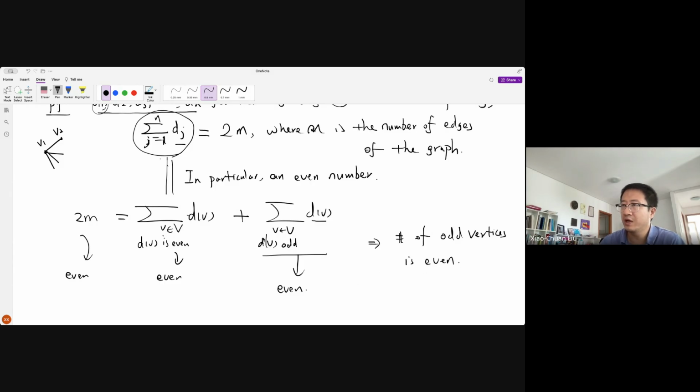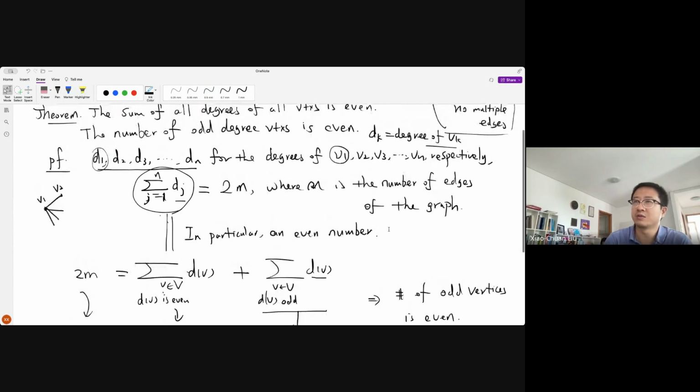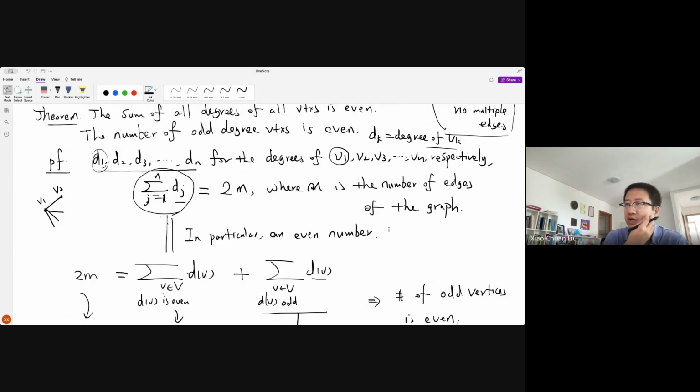Okay? Because if we have an odd number of odd vertices, then the total sum would be odd. Okay? So you have this consequence: the number of odd degree vertices is even. This is very general. Sometimes you can actually use this to prove something.